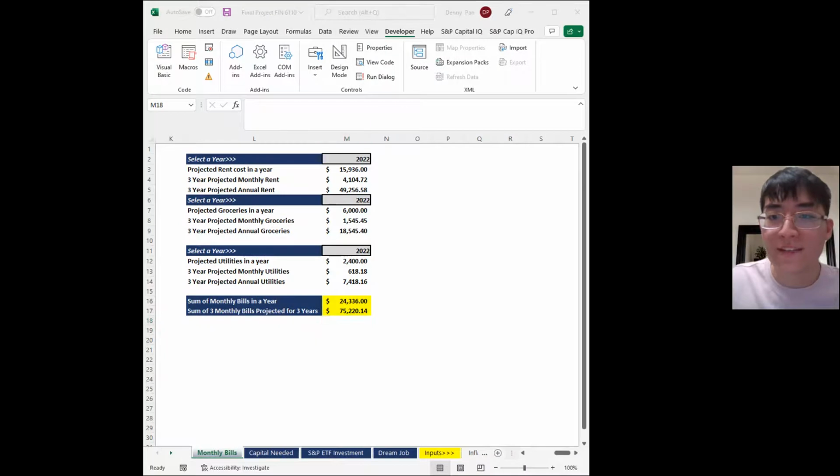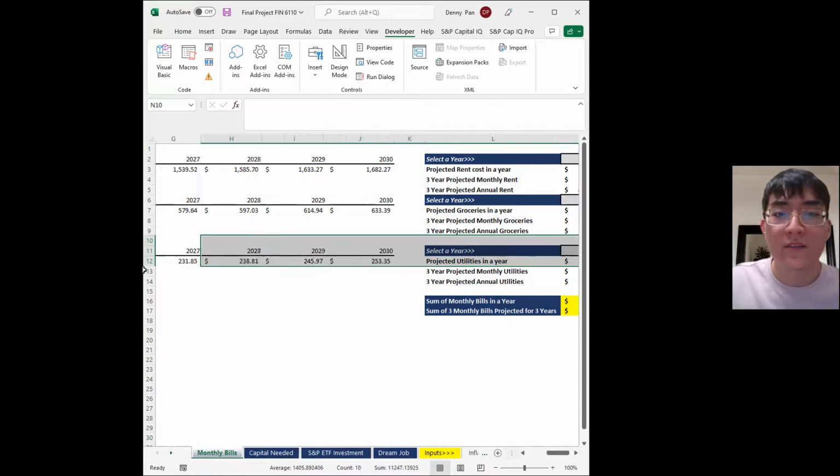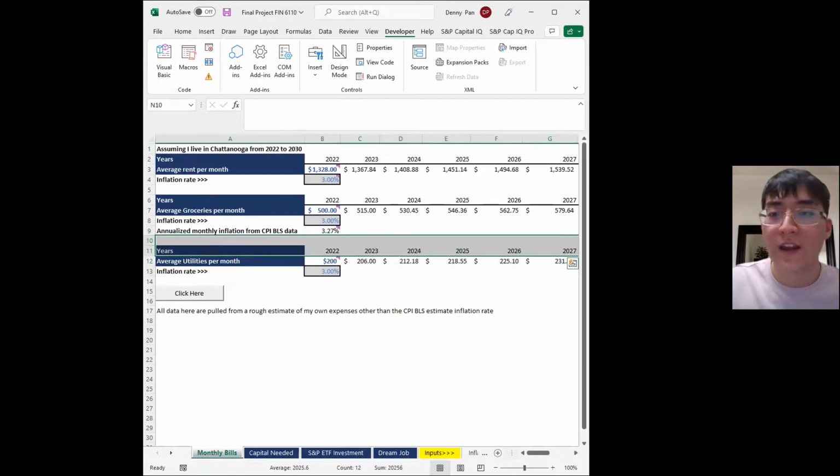Okay, so in my Excel model, if I've mentioned this or not yet, this part of the model assumes that I will live in Chattanooga from 2022 to 2030, and all the base inputs here in cells B3, B7, and B12 are hard codes based on my own expenses.